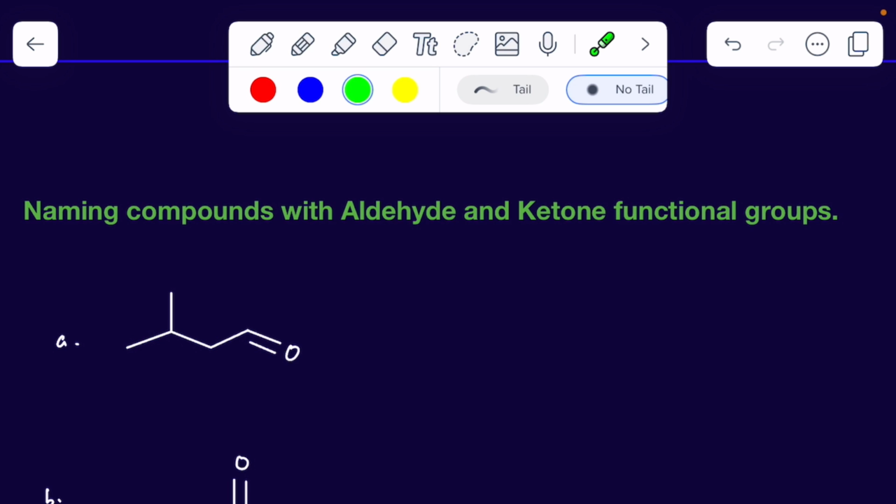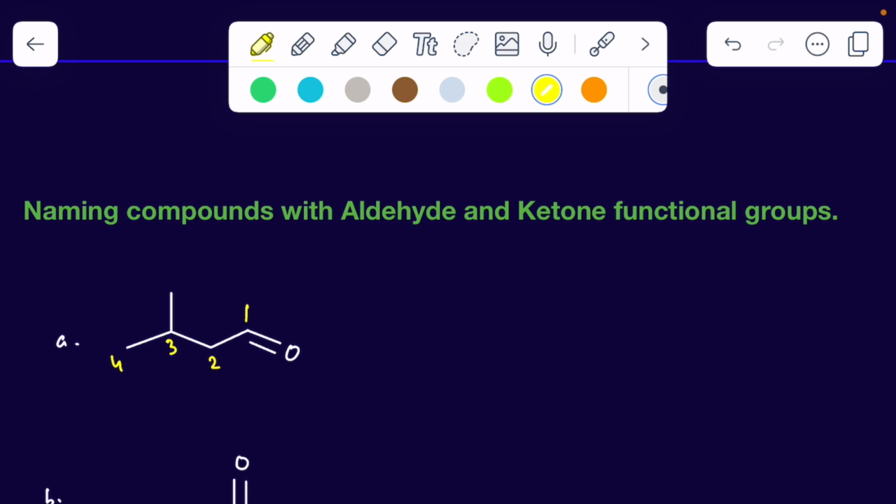Since you're mainly going to be dealing with aldehyde and ketone functional groups, you want to make sure that your functional group is in the main chain and also gets the lowest number possible when you're counting the chain. So in this case, I will be starting from the right side, going all the way to the left. When I'm numbering it, I start from the right side so that this aldehyde functional group gets the lowest number possible. So this one would be 1, 2, 3, and 4.